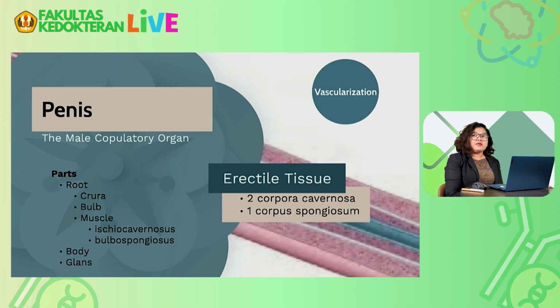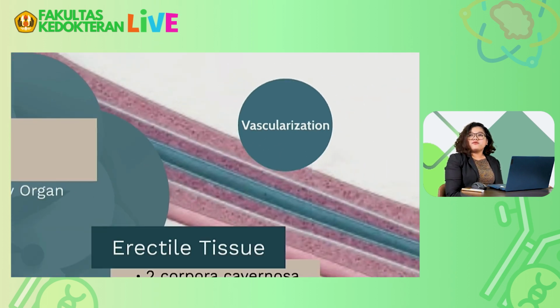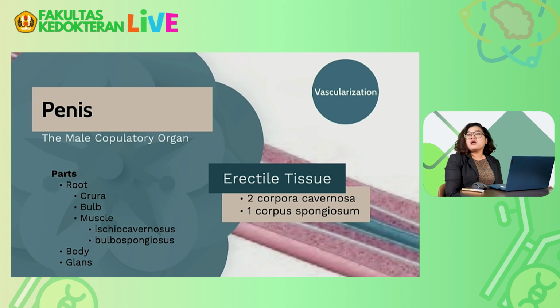The main feature of the penis is the erectile tissues. It consists of two corpora cavernosa and one corpus spongiosum. Each cavernous body is covered by the tunica albuginea, the same fibrous covering as the testis. Deep to it is the deep fascia of the penis, or Buck's fascia, which is a strong membranous layer.